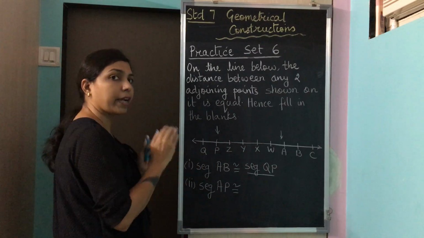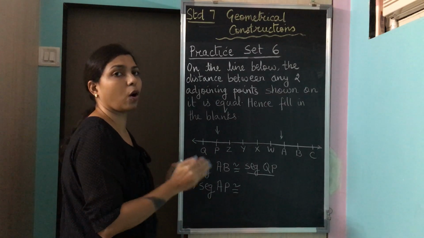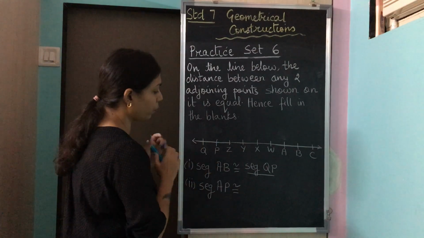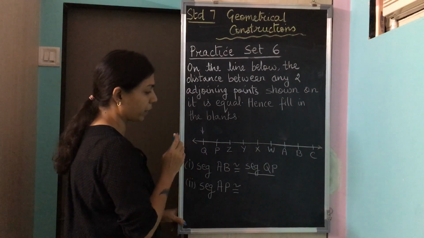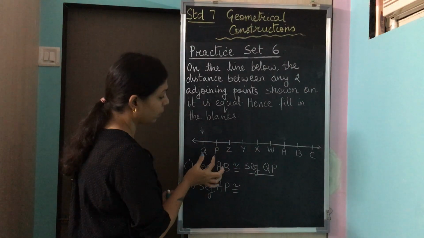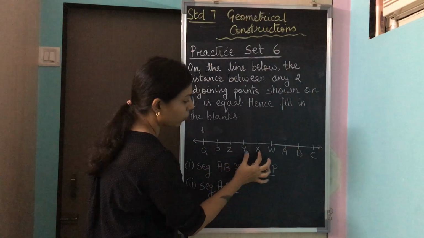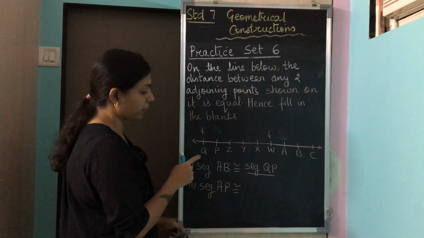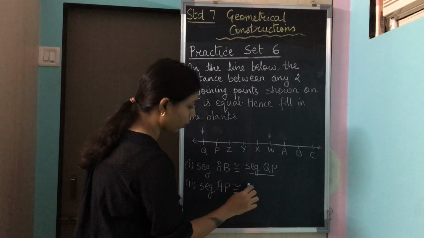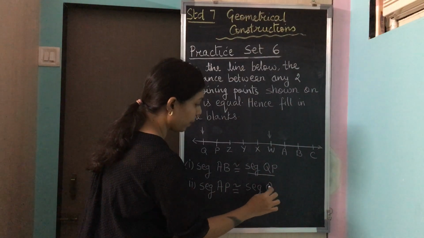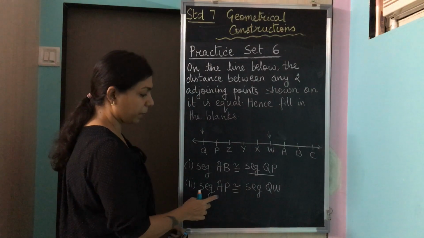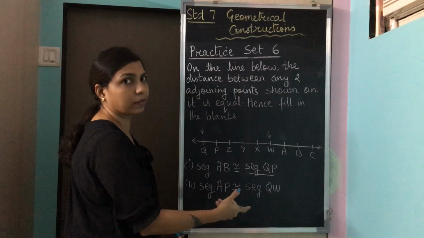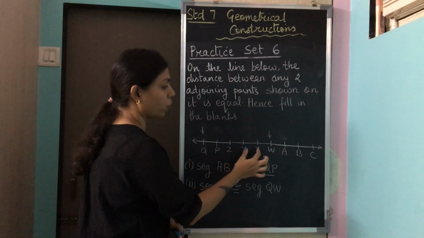So now I have to select any other line segment which is also of 5 units. Let me start selecting from here, from point Q. Okay, if I start with point Q, I need to select 5 units. So 1, 2, 3, 4, 5. I am reaching the point W. So I can say that QW is congruent to segment AP. Okay, because segment AP consisted of 5 units and my segment QW also consists of 5 units. 1, 2, 3, 4, 5.